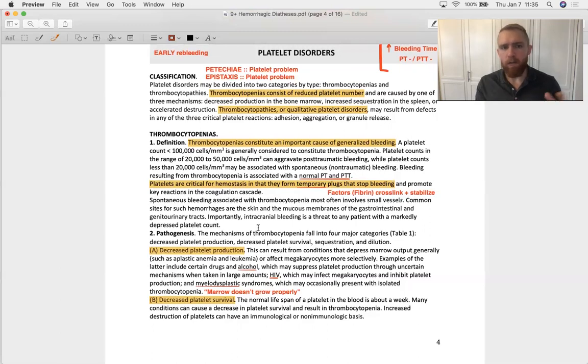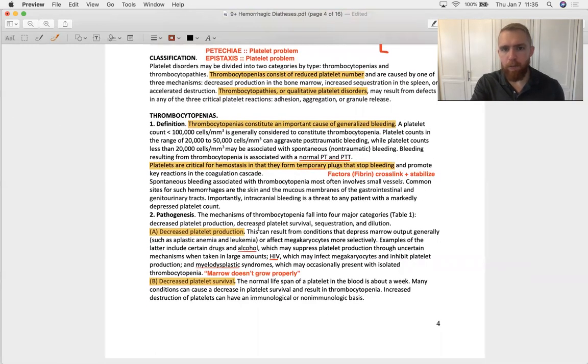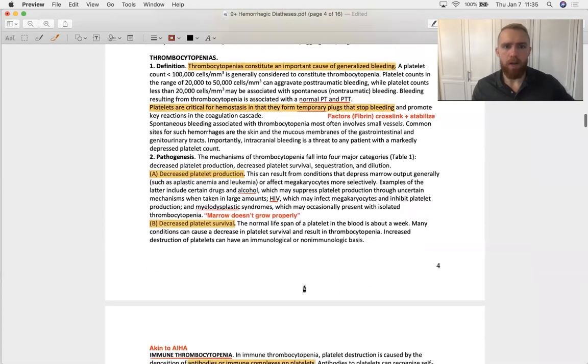So petechiae, recurrent nosebleeds, elevated bleeding time, that's a platelet problem. Now, we can divide those up into thrombocytopenias, problems of platelet number, you just don't have enough, or thrombocytopathies, where your platelets are weird. Even if you had all the platelets in the world, they still wouldn't work right. That's a thrombocytopathy. Different thrombocytopenias, we're going to call it low platelets when you're below 100,000 of them per cubic millimeter. Again, you've got a normal PT, normal PTT, indicating your factors are totally fine, has nothing to do with your factors.